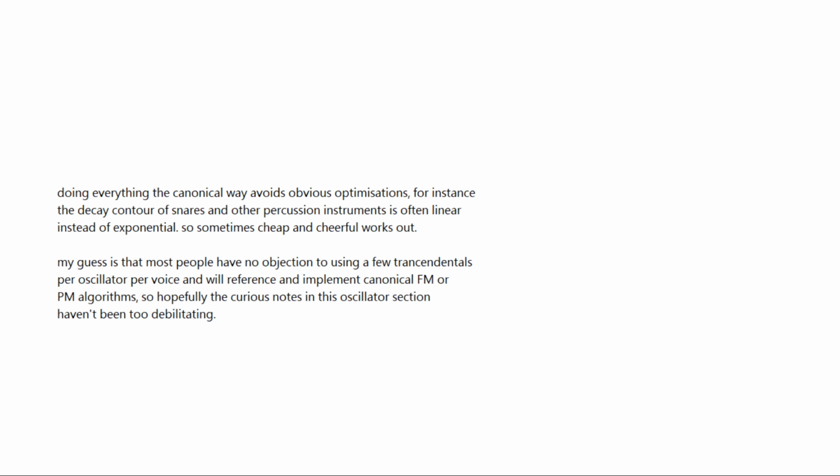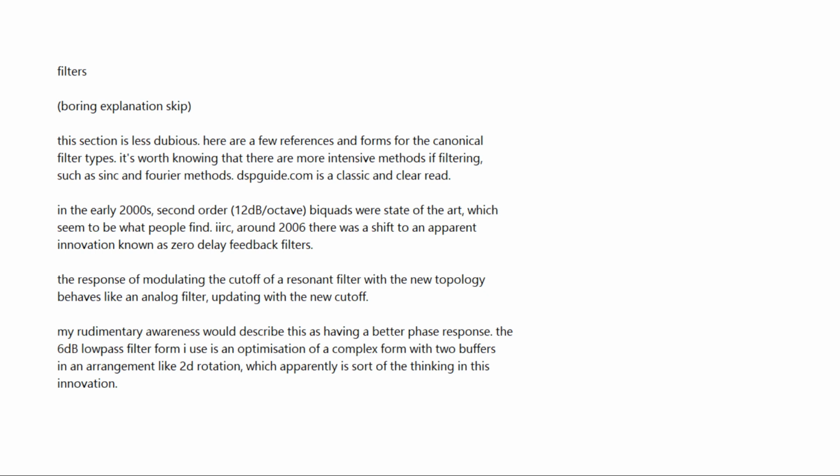Doing everything the canonical way avoids obvious optimizations. For instance, the decay contour of snares and other percussion instruments is often linear instead of exponential. So sometimes cheap and cheerful works out. My guess is that most people have no objection to using a few transcendentals per oscillator per voice and will reference and implement canonical frequency modulation or phase modulation algorithms, so hopefully the curious notes in this oscillator section haven't been too debilitating. Filters. This section is less dubious.